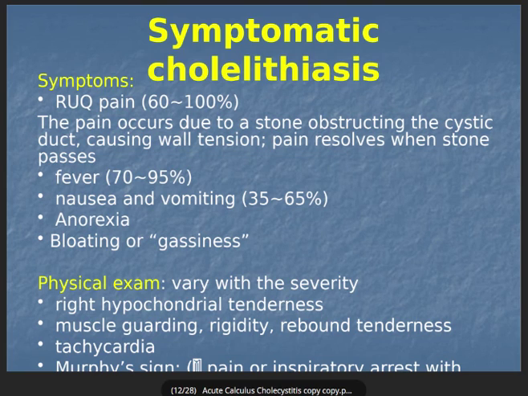They can come with fever, common also, but a little less. Nausea and vomiting is associated with the pain. The more the pain, the more the nausea and the vomiting, as we know. Anorexia, they don't want to eat. Bloating or gasiness can also be associated.